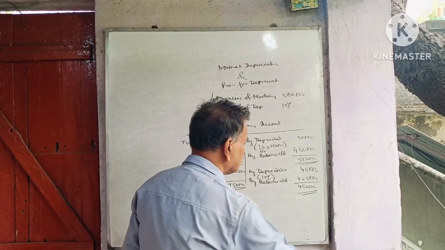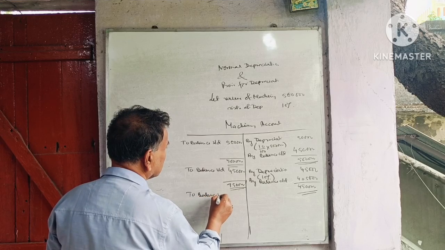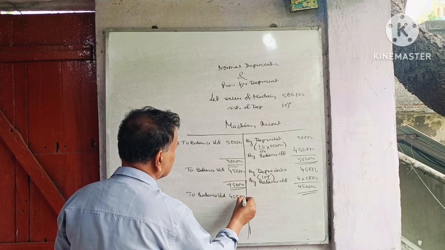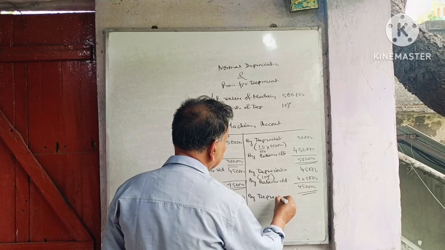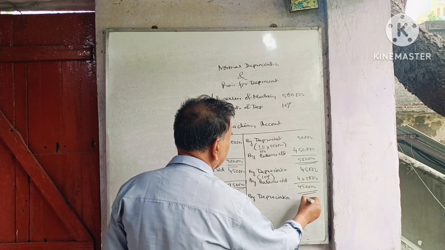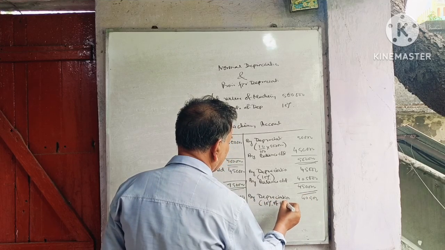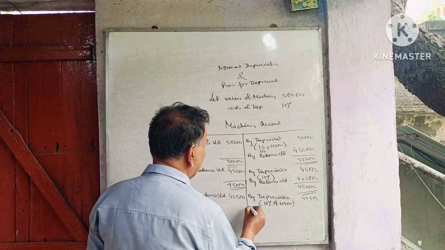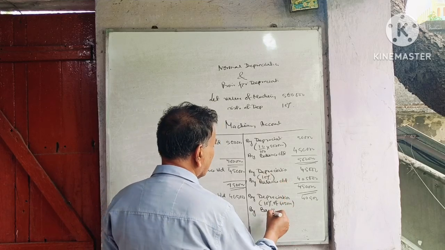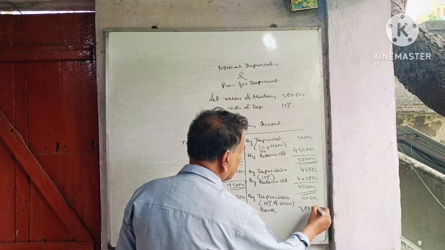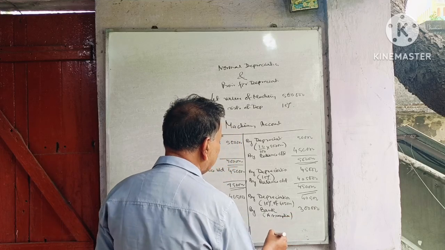Again, to balance BD, 4,05,000, by depreciation 10% of 4,05,000, 40,500. By bank, sale. At how much was it sold? Suppose, let it be sold for 3 lakh, that is the assumption. So whatever be the difference, that is loss.